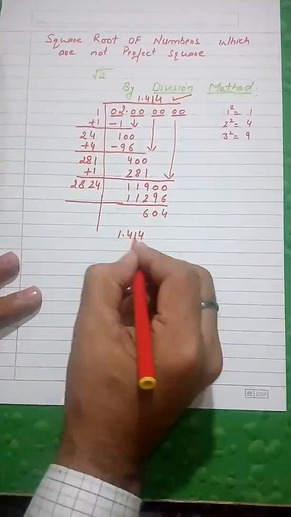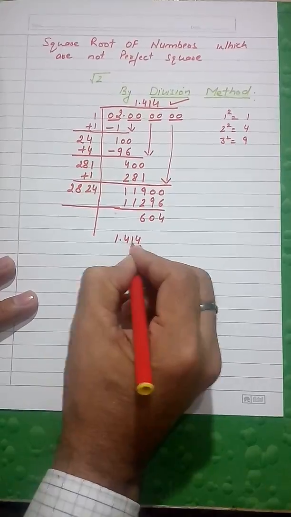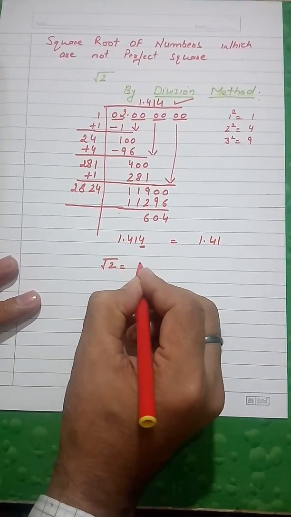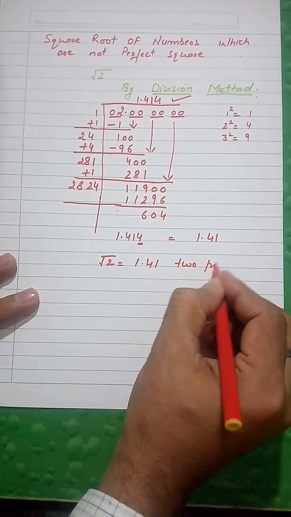This process remains continuous, but now you find it up to 3 places of decimal, that is 1.414. You can round it off to 2 places because the third place is 4, so the second place remains the same, that is 1.41. So the square root of 2 is 1.41 up to 2 places of decimal.